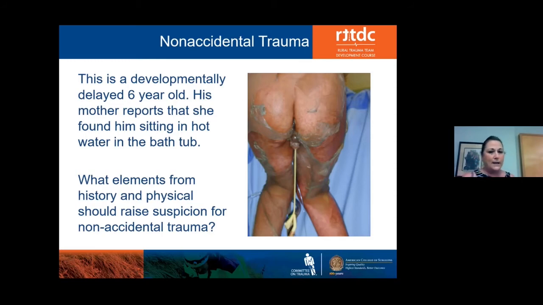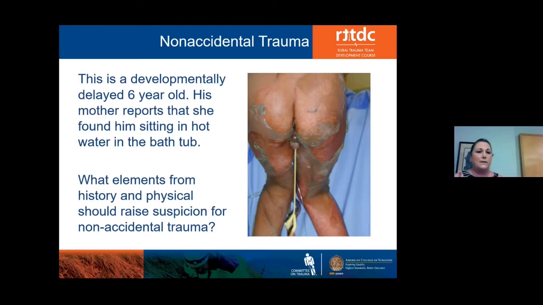water and sat. When you're looking at the injuries, you can see across the buttocks that was not fully submerged in the water, but you can see that possibly he was dipped into the scalding hot water. So when you start looking at the history, when you're asking the parents questions about how this occurred, you're looking for discrepancies. Did they start out with one portion of the story and then start to change the details?